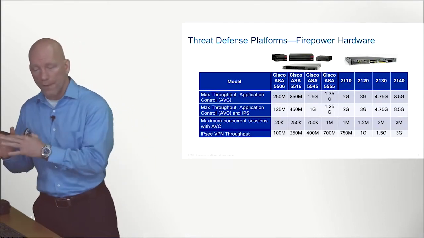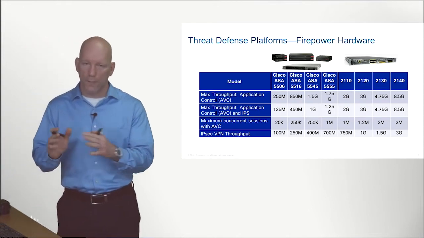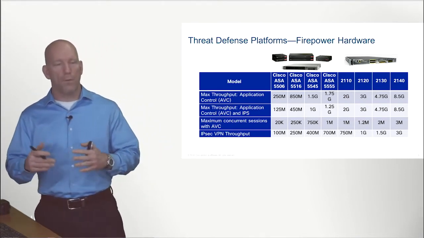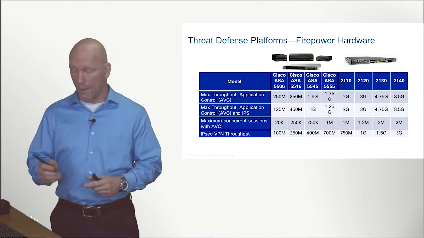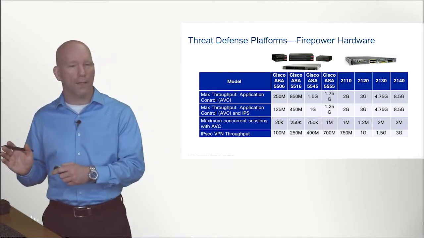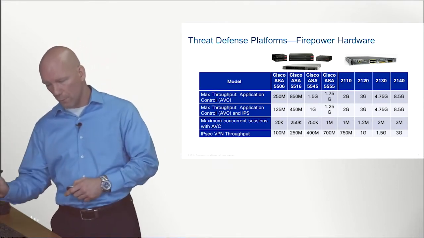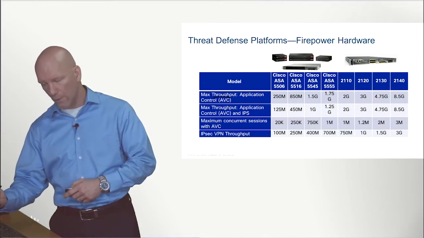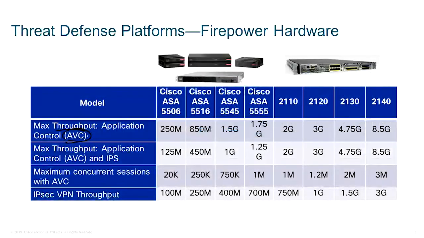So with all of these options, the question becomes, okay, Isaac, which one do I pick for me? What is going to be right for my environment? And that's where these next couple slides really come into play, because notice what we're doing here. We're showing you the max throughput with what's called Application Visibility and Control.